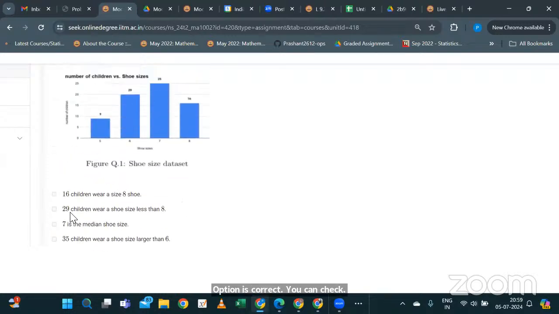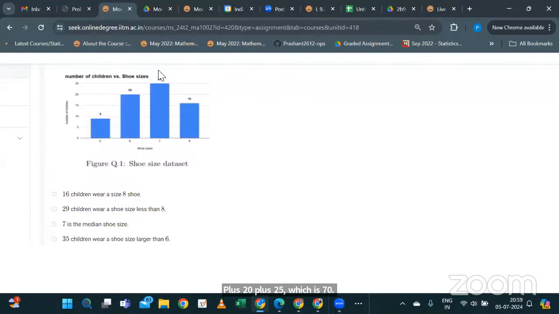Next is saying 29 children wear a shoe size less than 8. This is not correct, right? You can say because for less than 8 you have to add for 5, that means 9 plus 20 plus 25, which is 70. Correct?